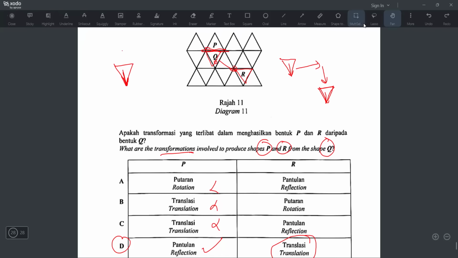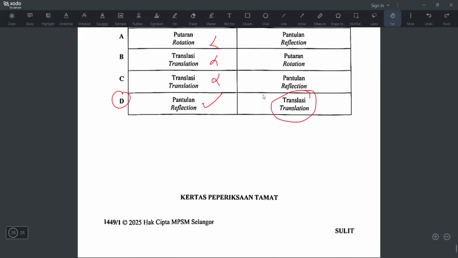All right, I'm done with the whole paper. The exam paper has ended.